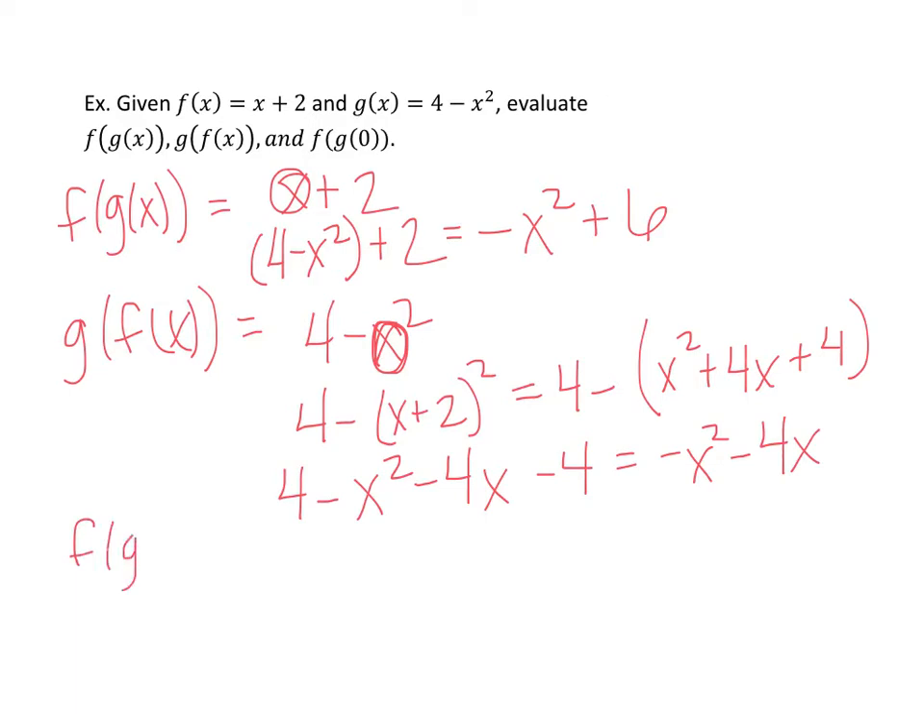F of g of 0 is actually a more simple problem. F of, now g of 0. What happens when I put 0 in for g? 4 minus 0 squared, that's still going to be 4. Now I'm putting 4 into f. So what happens when I put a 4 in here? I get 6.